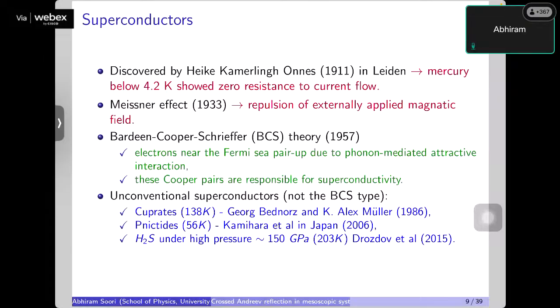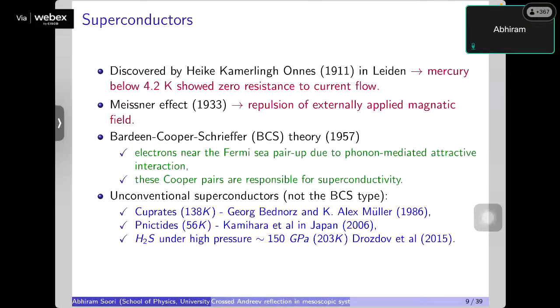In 1957, the theory for superconductors came, called Bardeen-Cooper-Schrieffer theory. These people won the Nobel Prize for this theory. And what is this theory? This theory basically says that electrons near the Fermi sea pair up due to phonon-mediated attractive interaction. And these Cooper pairs, these paired electrons, are responsible for superconductivity. That is this theory.